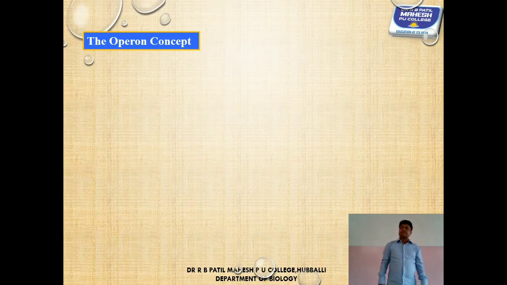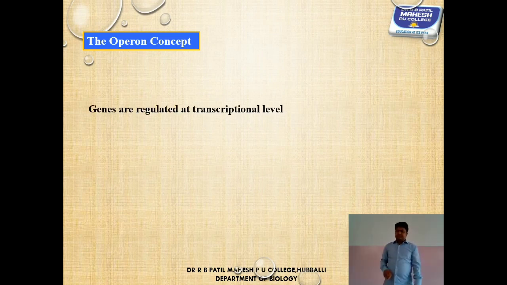For example, lactose, or let's take maltose. It's a disaccharide. In order to digest maltose, we require an enzyme called maltase enzyme. So this maltase enzyme is nothing but a protein. The gene which is responsible for production of this enzyme is expressed when maltose is present. In the absence of maltose, that gene is not expressed, that is suppressed.